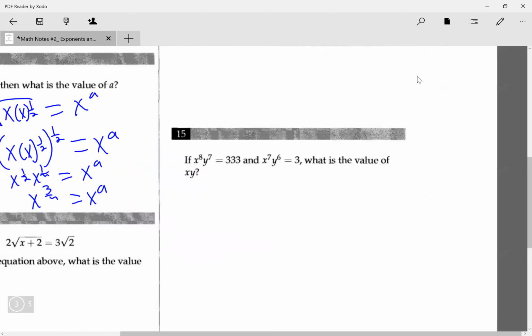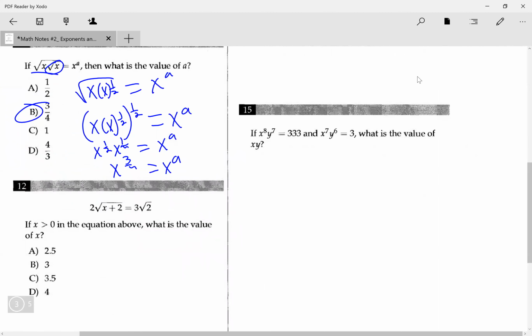Now the final one I'm going to go over is number 15. If x to the 8th power times y to the 7th power equals 333, and x to the 7th power times y to the 6th power equals 3, what is the value of xy? This is similar to a previous question earlier in this problem set, but this is also a good one.